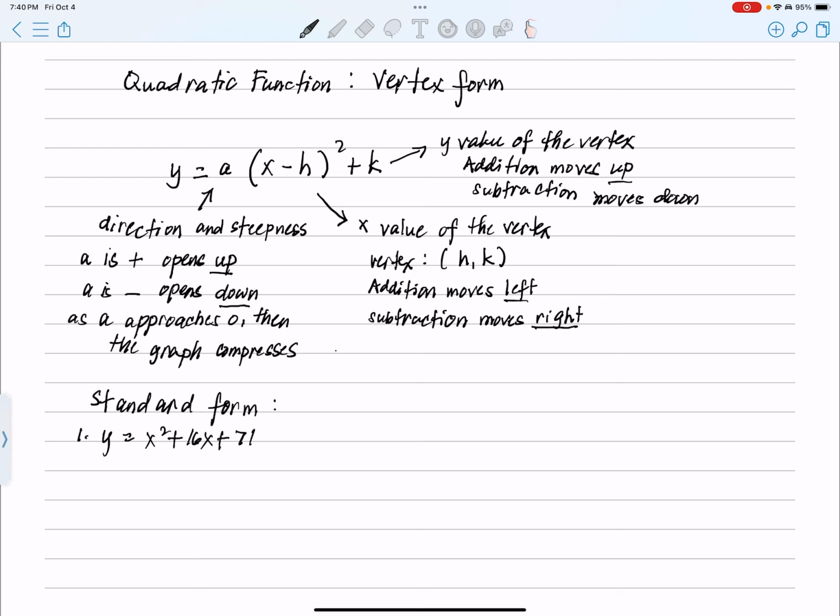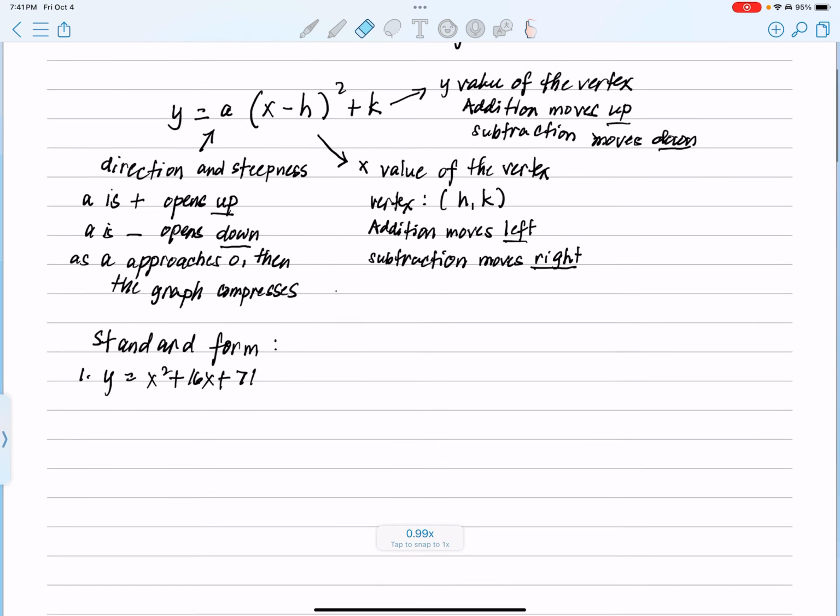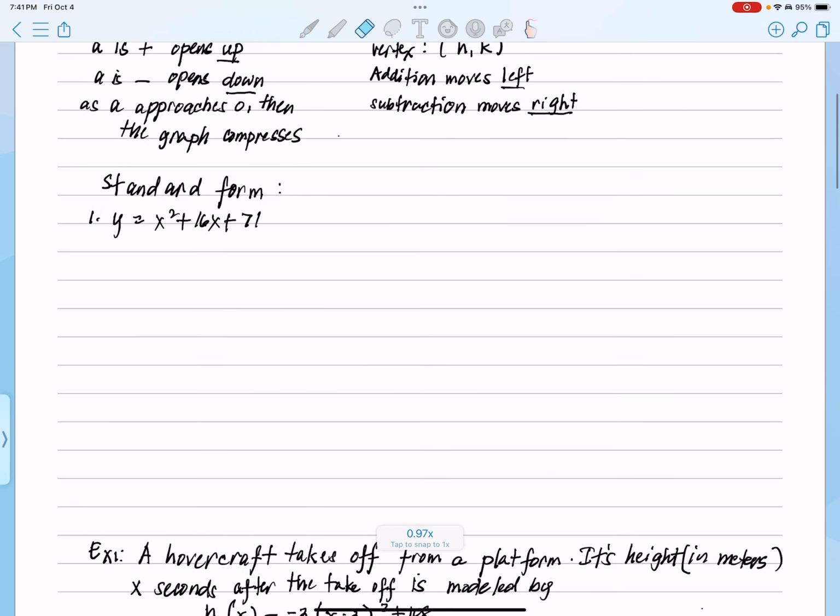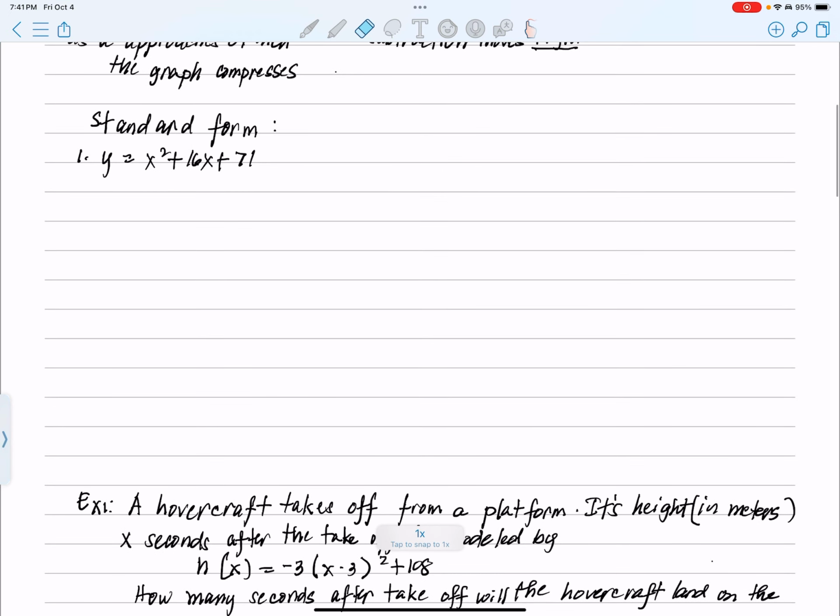K represents the y value of the vertex. When it's addition, it moves up. When it's subtraction, it moves down. I think these are the three most important factors that we have to remember when it's a vertex form. Okay, first of all, we are reviewing here what the vertex form is all about. Now, when we do pre-calculus, mostly in quadratic functions, we are dealing with problem solving.